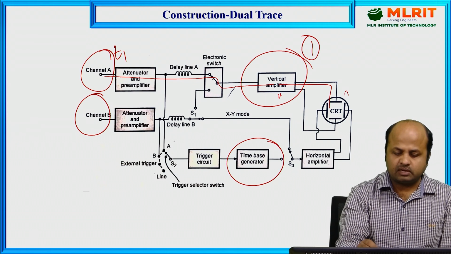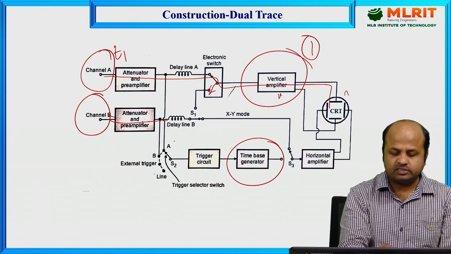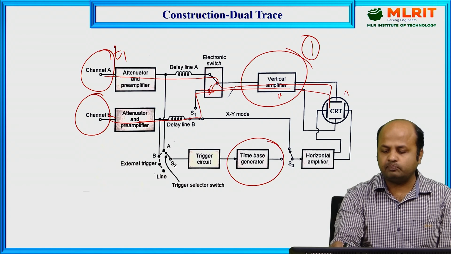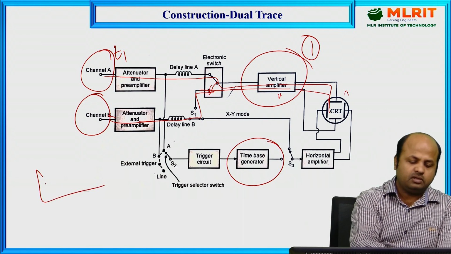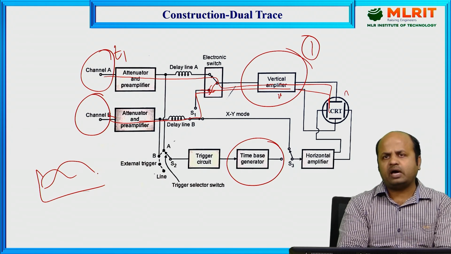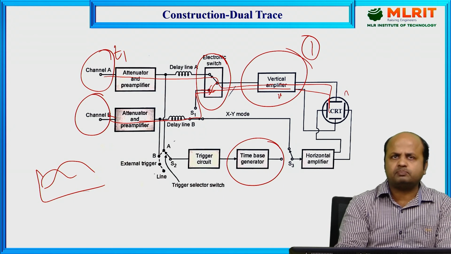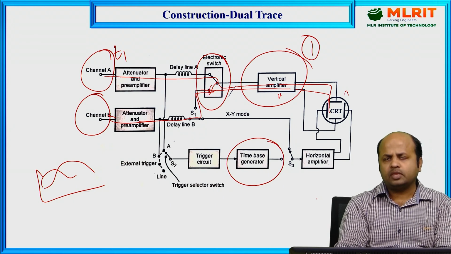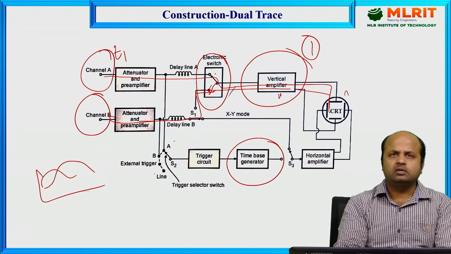Then after some time, this switch is connected to channel B and the channel B signal is propagated through this switch and then to the vertical amplifier and then to the vertical plate. So in this way, what is happening? Channel A and channel B, both waveforms are being displayed on the screen using a single vertical amplifier and with the help of an electronic switch.